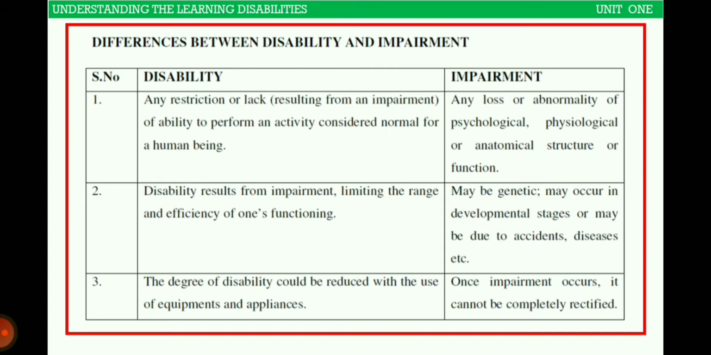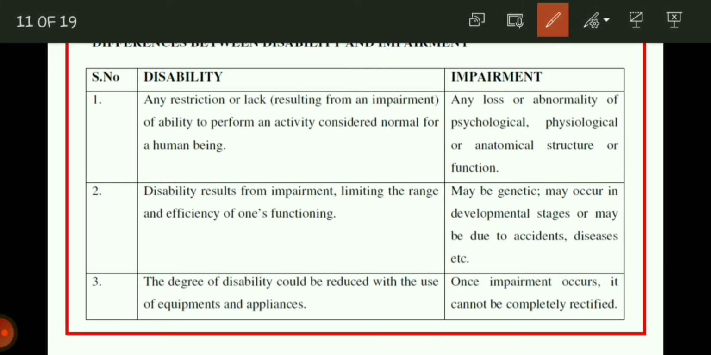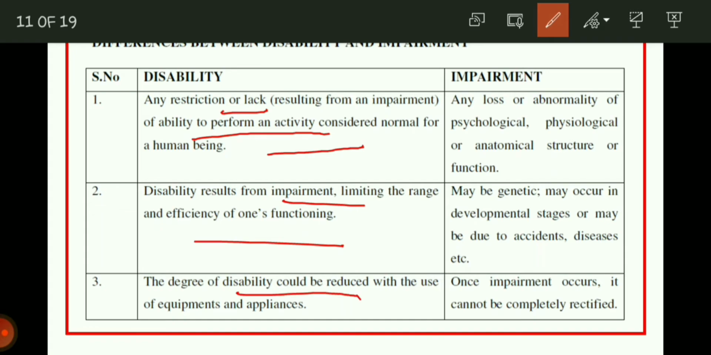First one, look at that. Any restriction or lack of ability to perform an activity considered normal for a human being. The definition we have seen: any restriction or lack of ability to perform an activity considered normal for a human being. And this disability results from impairment, limiting the range and efficiency of one's functioning. This degree of disability can be reduced with the use of equipment and appliances. Right? If you are having a hearing problem, you are having a kind of helping aid. If you are having some other disability, some equipment will be there. If you wanted to walk, like if you are disabled, you are having something.